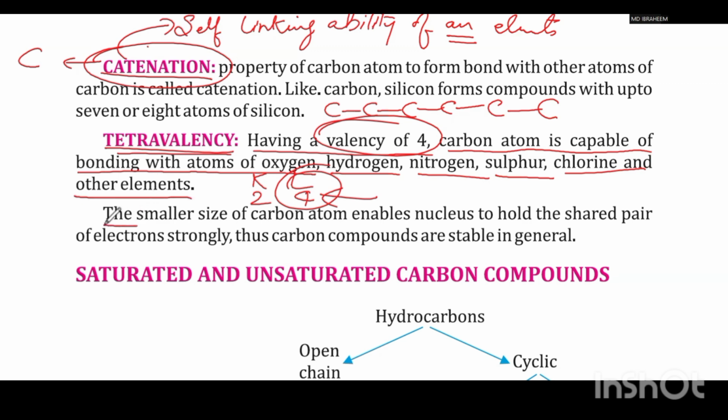The size of the carbon atom enables the molecules to hold the shared pair of electrons strongly. Thus, the carbon compounds are stable in general. It means the compounds of carbon are stable in general. Okay. Another topic: we have to classify the compounds of carbon as saturated hydrocarbon and unsaturated hydrocarbon. We will discuss it in the next video, that is part 2 of carbon and its compounds.